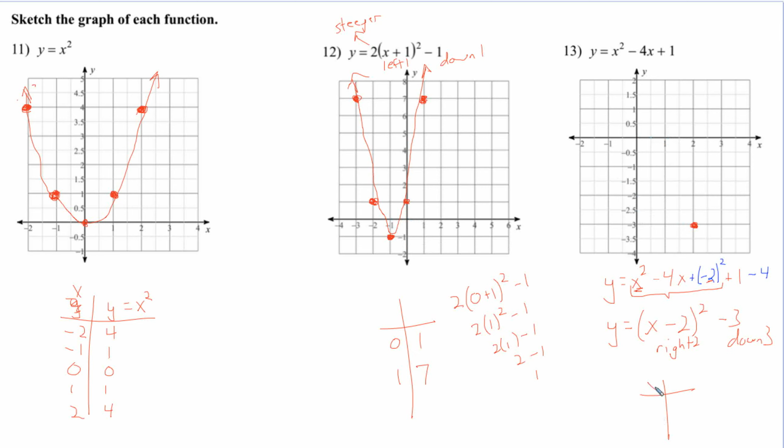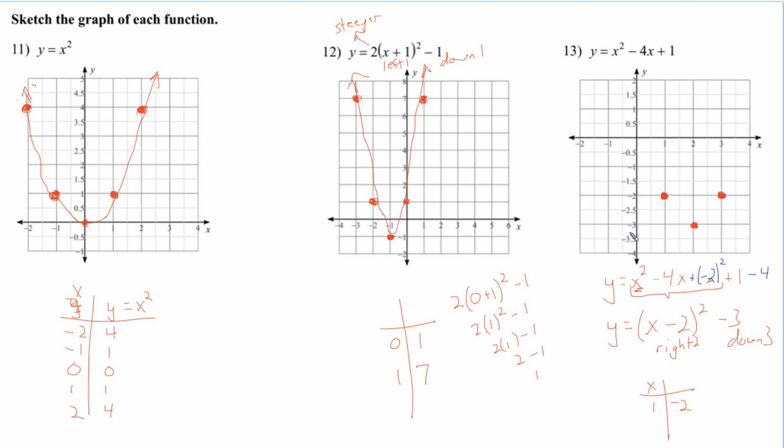So let's put in 1. Into this, 1 minus 2 is negative 1. Negative 1 squared is 1. Minus 3 is negative 2. So we have 1, negative 2. And because this point is on our graph, we can go on the other side and put a mirrored point.